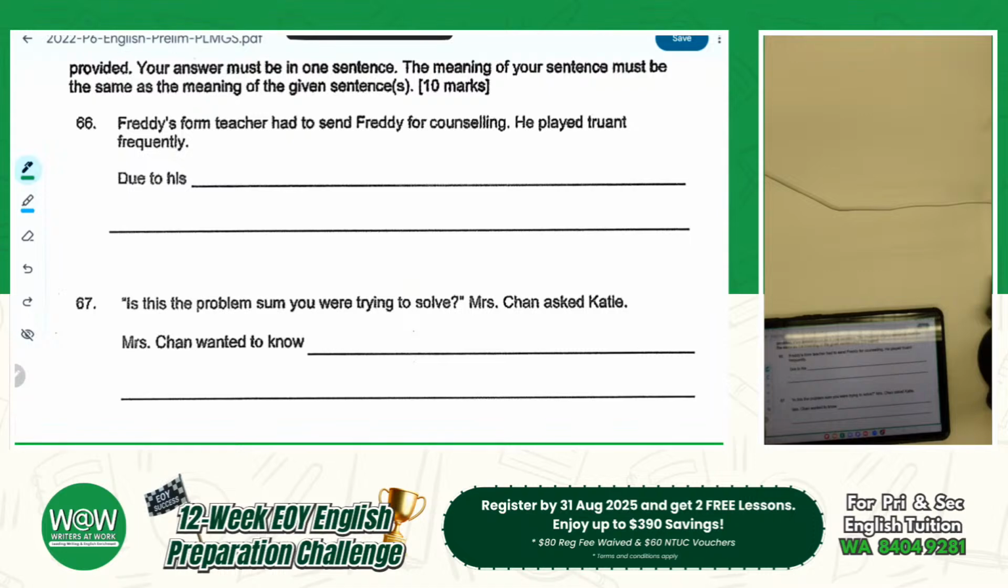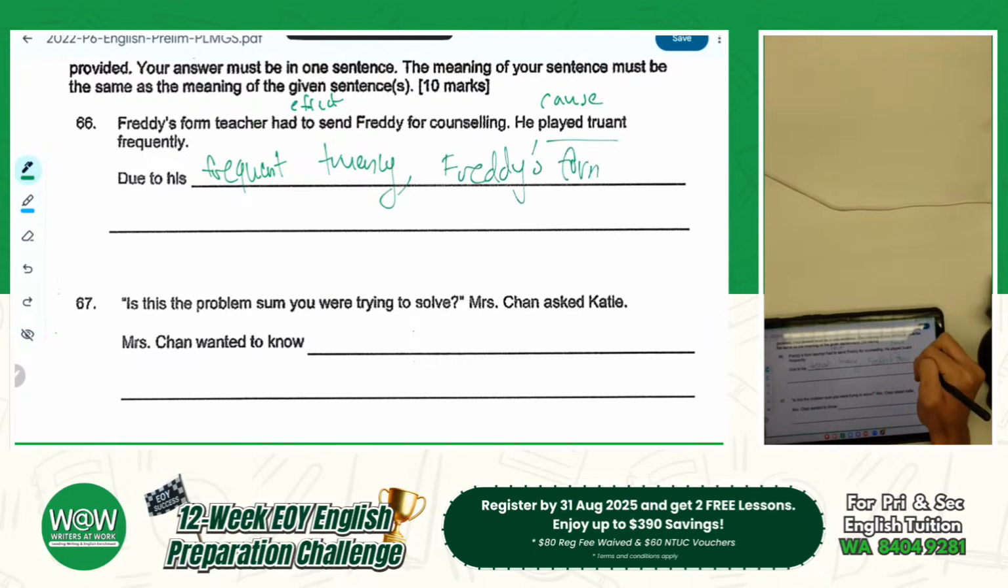Freddie's form teacher had to send Freddie for counseling. He played truant frequently. Okay, so this question here allows you to see the cause here, playing truant, and the effect, which is he needs to be sent for counseling, right? So it will be due to his frequent truancy. Okay, Freddie's form teacher had to send him for counseling.